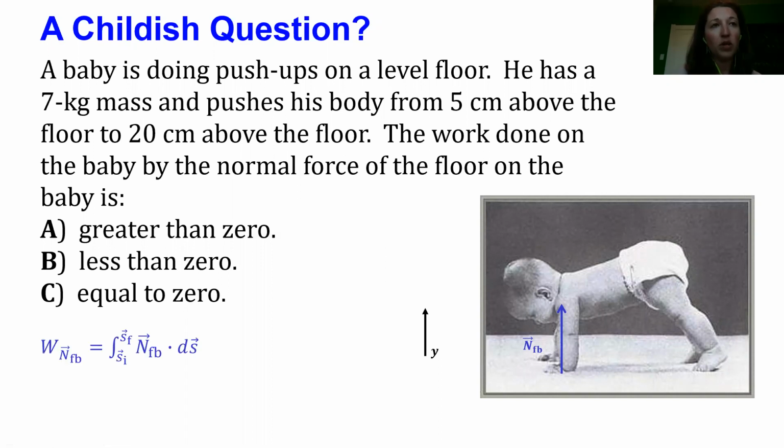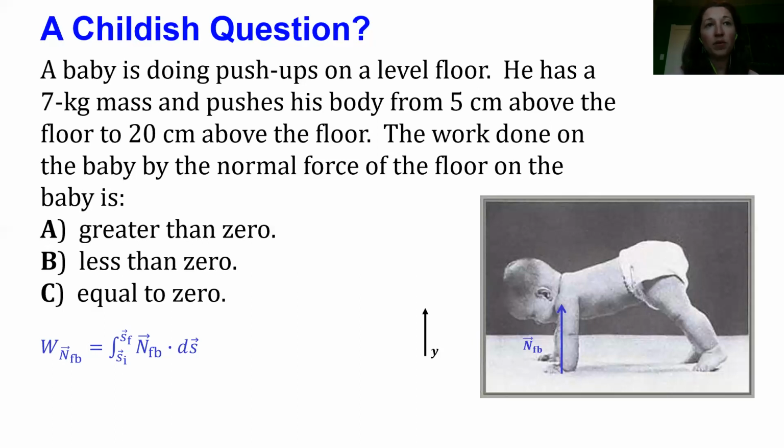So the definition of work due to a force is that it's a line integral of that force dotted into an arbitrarily small displacement vector, ds, from S initial vector to S final vector. And we're going to talk about what that S initial vector and S final vector mean in the context of this question. Remember that that's called the force displacement.